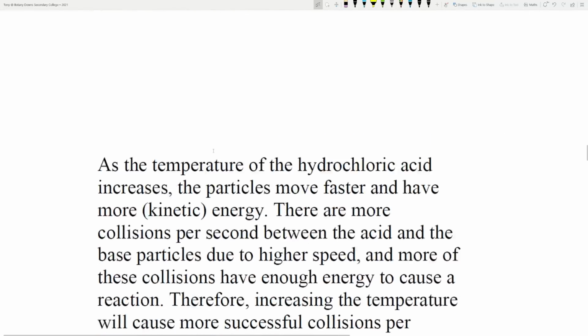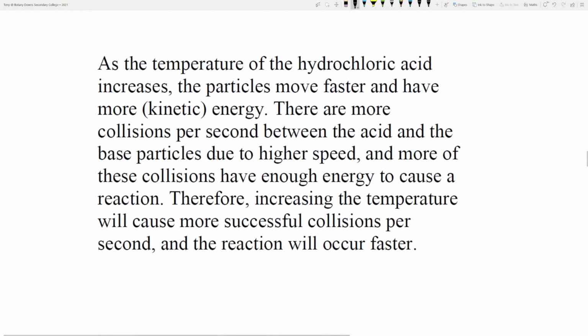Very standard question. As you can see here, at the higher temperature the hydrochloric acid particles move faster and have more EK. So that means more collisions per second because they move around more, and more of these collisions have a sufficient amount of energy. So literally what I wrote. It causes more collisions per unit time. Now it's very important. You see this per second. It's important that you know when to use them.